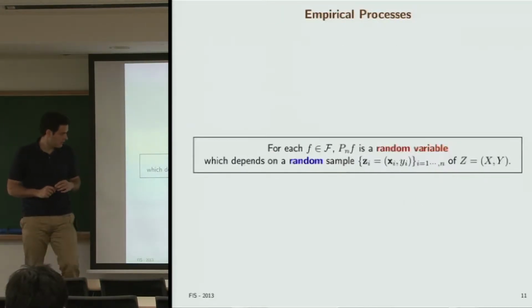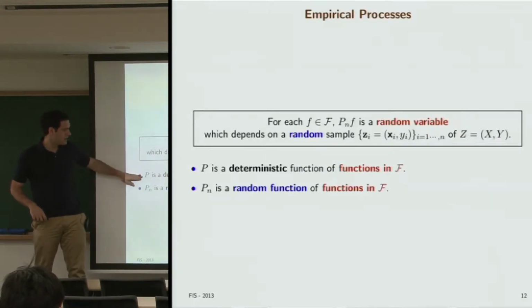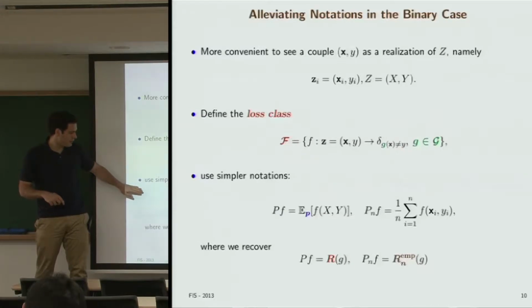So what is the situation that we have? We have for every function f in this loss class, Pn of f is a random variable, which depends on a random sample of size n here. Okay, it's really important to understand that P is a deterministic function of functions in F. So this is a function of functions.